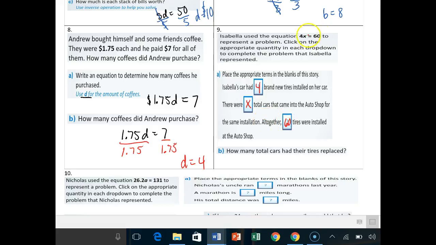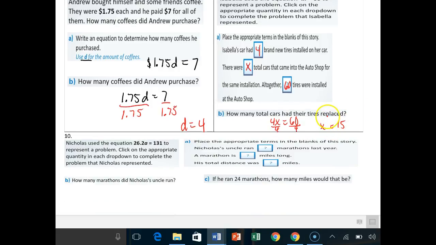So basically, that's our equation, right? 4 new tires. We don't know how many cars there are, but we know we installed 60. So to figure out how many cars there are, we just solve this. So we divide by 4, divide by 4. X in this case equals 15 cars. 15 cars, and if you did 15 times 4, you'd get 60, the amount of tires we did. So I'd pause and do number 9 if I were you.